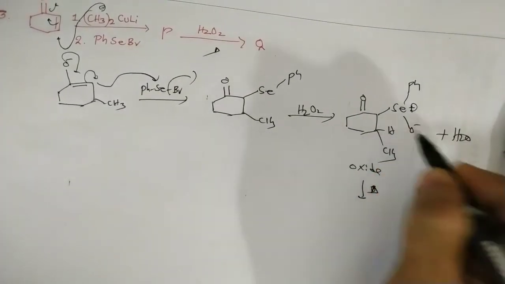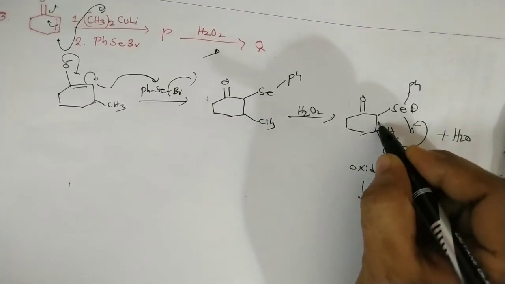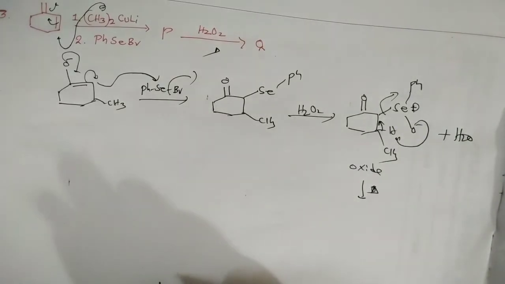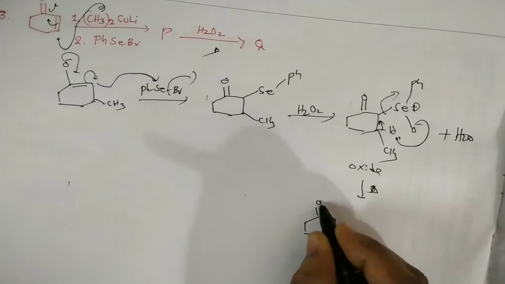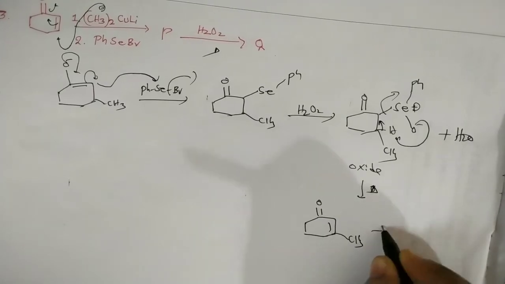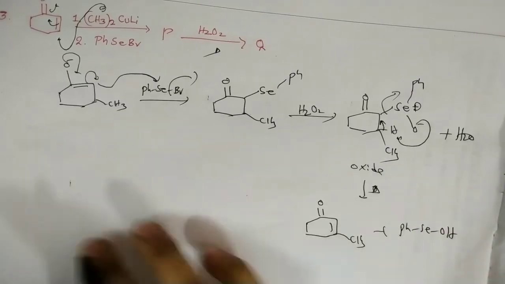So here there is a hydrogen. This O minus removes this hydrogen, and there is formation of the pi bond, leaving out the selenium compound. So finally we will get the alkene. It is also one of the pyrolytic elimination reactions. That means finally we will get the PhSeOH.